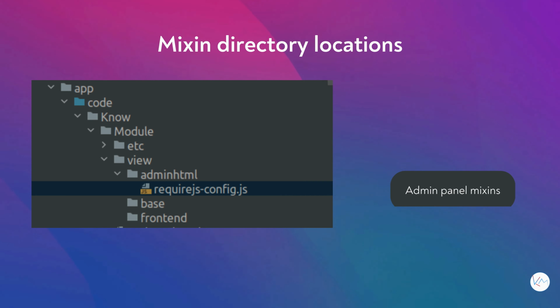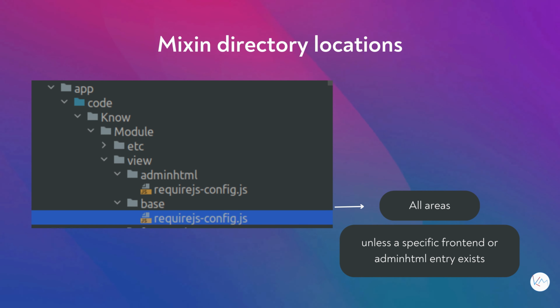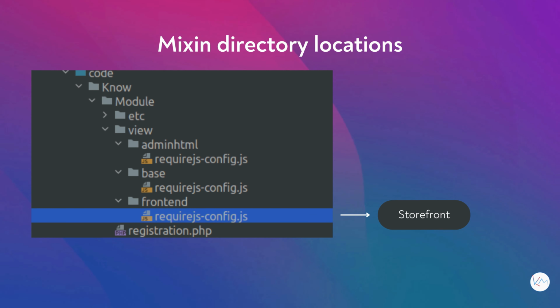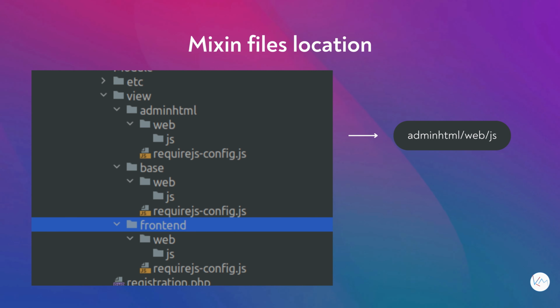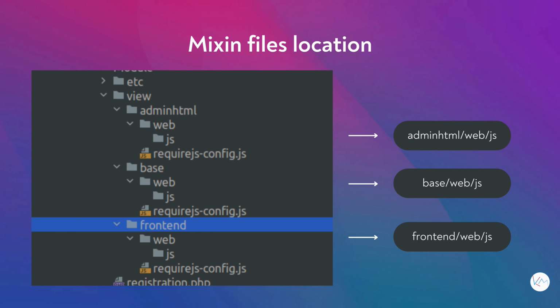Mixins are available separately for admin HTML, which is required by the admin side JS file, base, available to all areas, and frontend, the storefront. Admin area JavaScript mixins are available under the adminhtml web js directory. For base, it should be base web js. For storefront, it should be frontend web js.